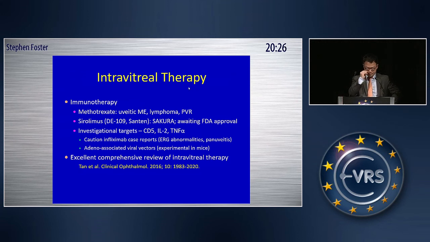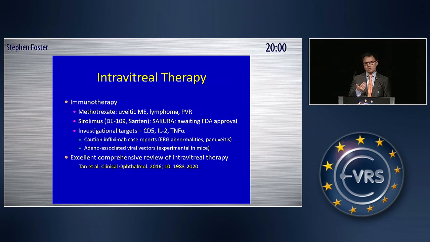There have also been some reports of methotrexate preventing PVR recurrence. And sirolimus, the SAKURA trial, is awaiting FDA approval, and I think this would be a great drug to incorporate when a patient comes in with a sudden flare of their posterior uveitis with a lot of vitreous haze. The drug itself is not going to cure the uveitis, but it's going to decrease the vitreous haze significantly.